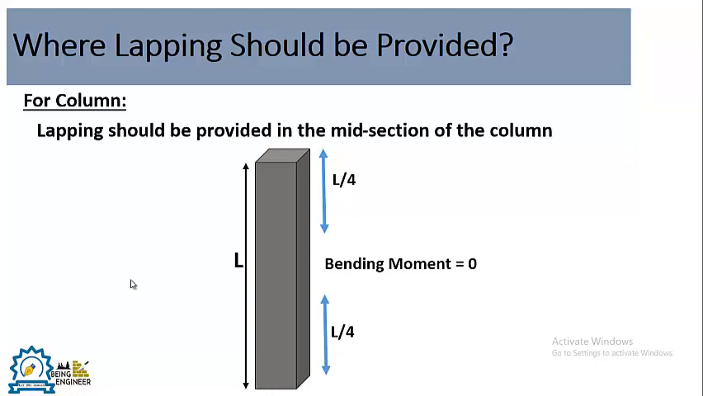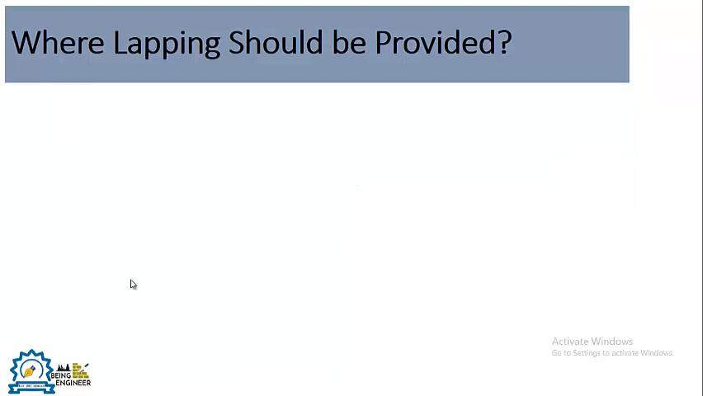On the other hand, the bending moment at the middle portion is 0, which means this portion is least stressed. So we can provide lapping in the middle section to transfer stresses from bar to bar smoothly in this region.